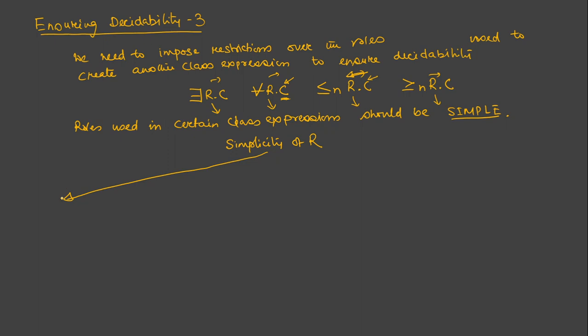called simple if neither R nor R prime appear on the right hand side of any RIA in the R box. So this R or R bar, which is inverse, does not appear in the right hand side of any RIA of an R box. In that case, R and R prime would be simple roles, right? You need to check whether both this R or R prime do not appear, right?